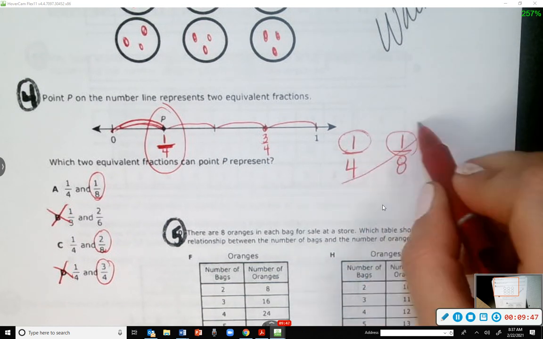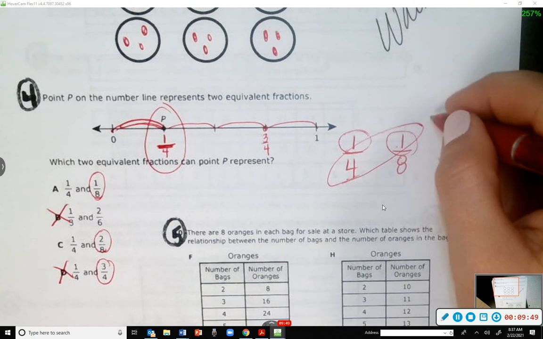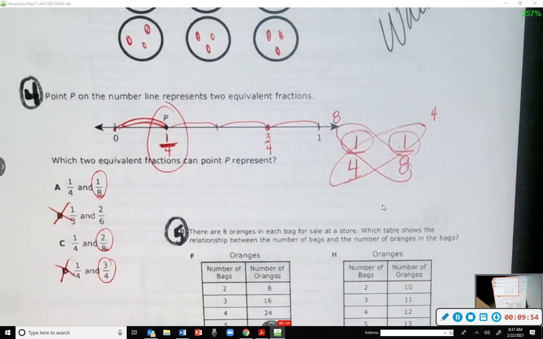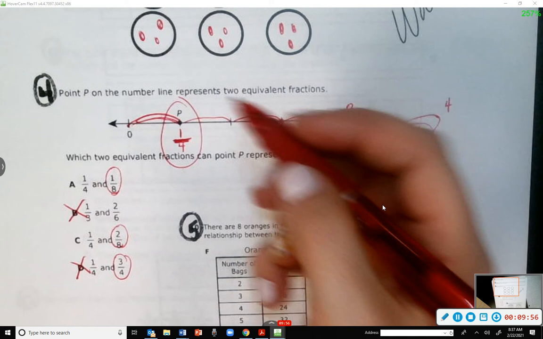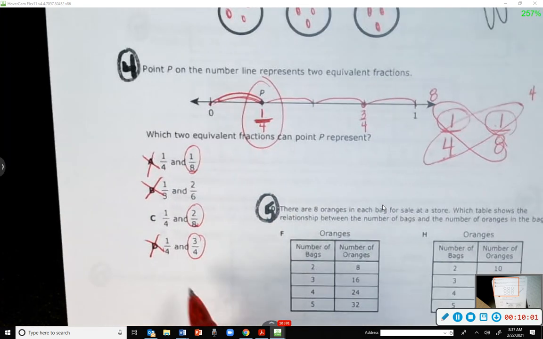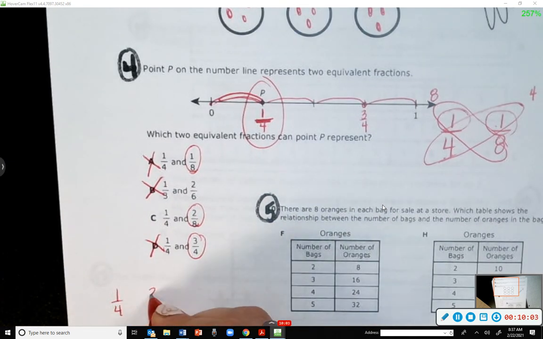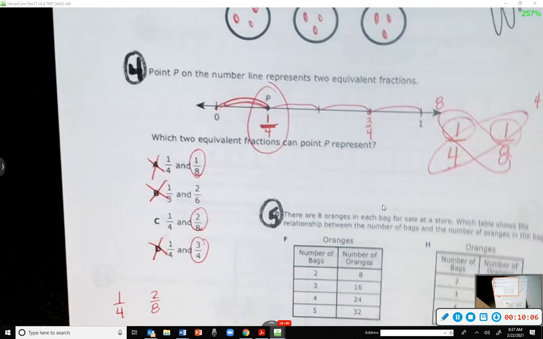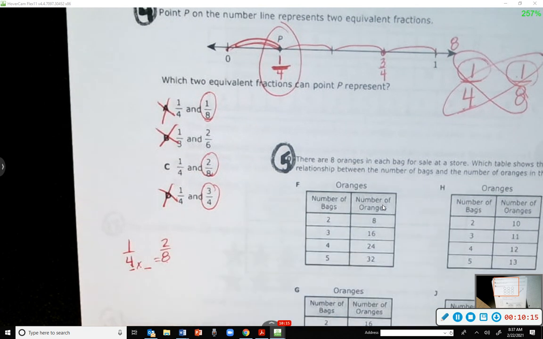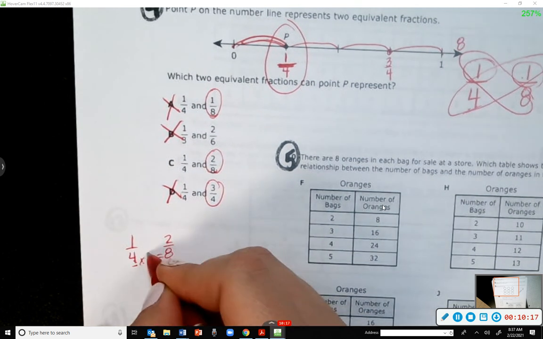Or if you cross multiplied, you would have said 4 times 1 is 4. 8 times 1 is 8. Are those equivalent? No. So that only leaves C, and there's two ways you could have checked. 1/4 and 2/8. You could cross multiply again, or I can look at it going across. 4 times what gives you 8? 4 times 2. Okay, so then I do the top times 2.